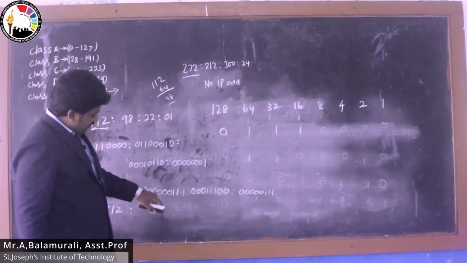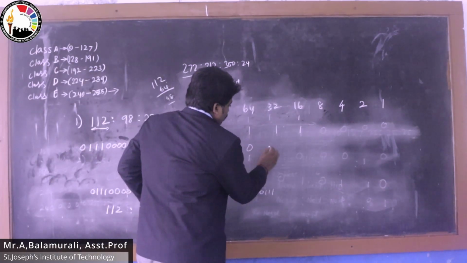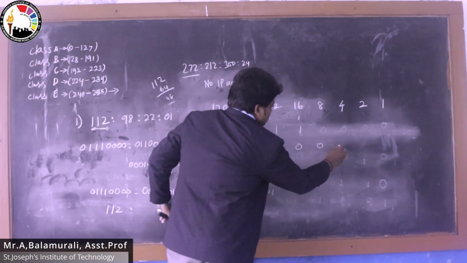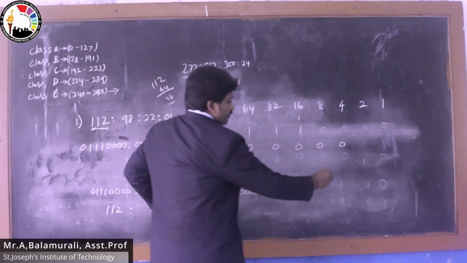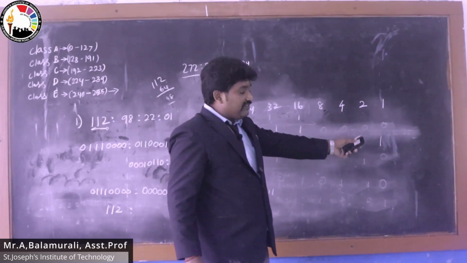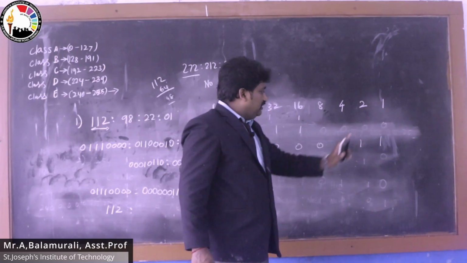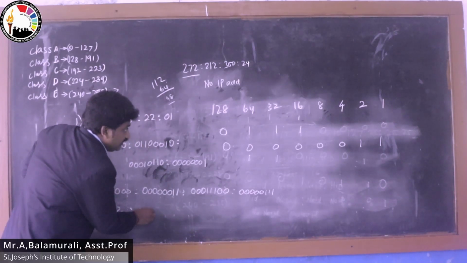And next one. So 1, 2, 3, 4, 5, 6. 6 bits they are having 0. Remaining 2 bits are 1. So now wherever you are putting 1, just you will count that value. So 2 plus 1, 3. So this is the range of 3.